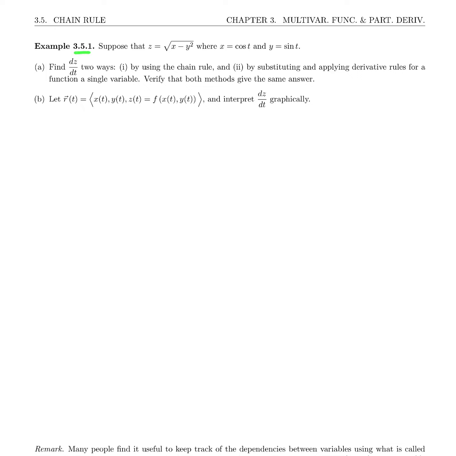So in the example we are supposed to take the function z is the square root of x minus y squared and assume that x is cos of t and y is sine of t. Part A asks us to find dz dt two ways. First, by using the chain rule. The second, by substituting in x and y's functions as functions of t and applying the derivative rules for the function of a single variable. And we're supposed to check that both methods give us the same answer.